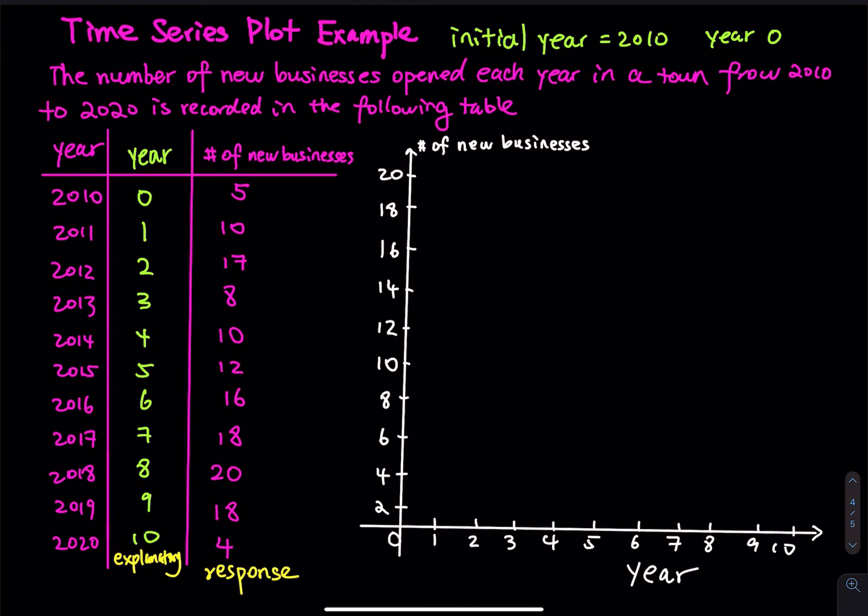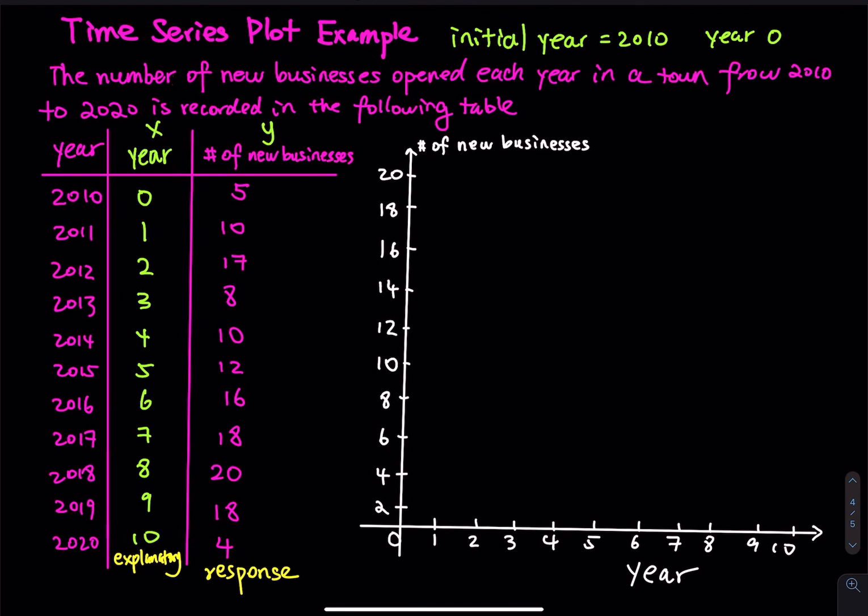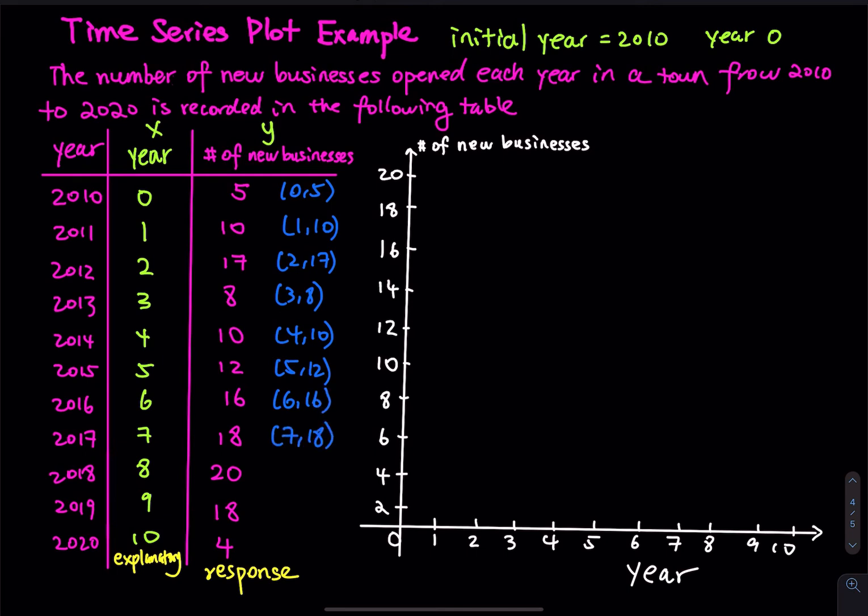So where is my first point? My first point is when x is equal to 0, y is equal to 5, right? The year I call x, the number of new businesses I call y. Let's use another color. Yes, let's use blue. So the first point is (0, 5). The second one is (1, 10). And then (2, 17), (3, 8), and then (4, 10), (5, 12), (6, 16), (7, 18), and then (8, 20), (9, 18), and then (10, 4).